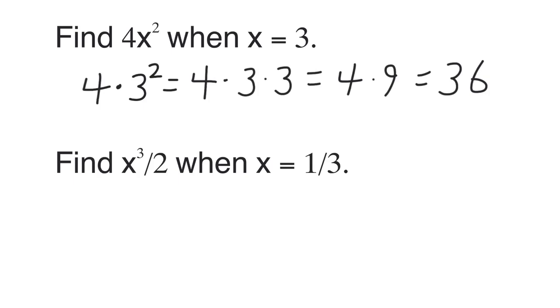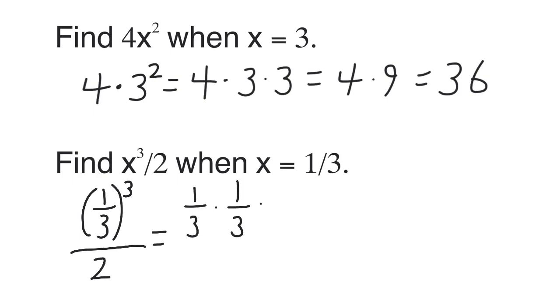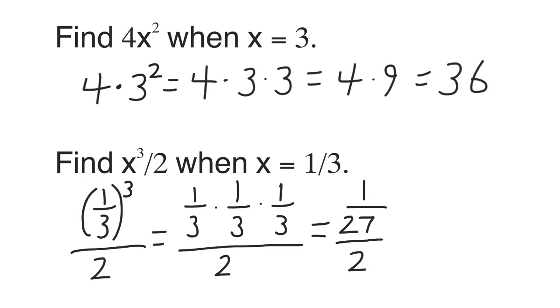Moving to the second problem, I will need to substitute in 1/3. I will have to handle the exponent first before handling the division. Writing this as a fraction, I have 1/3 to the third power divided by 2. Let's just focus on the top. That is 1/3 times 1/3 times 1/3 divided by 2. Multiplying those three fractions together, what I have is 1 times 1 times 1, that's 1. Over 3 times 3, that's 9, times 3, that's 27. I have 1 over 27 divided by 2.